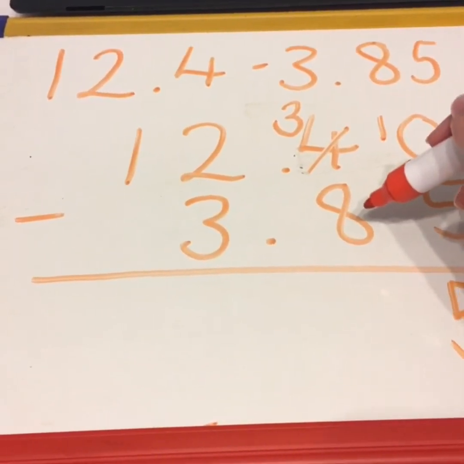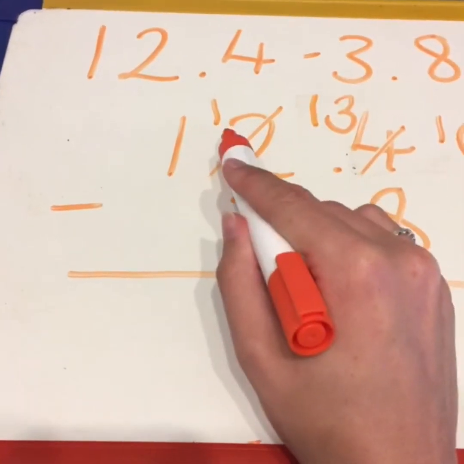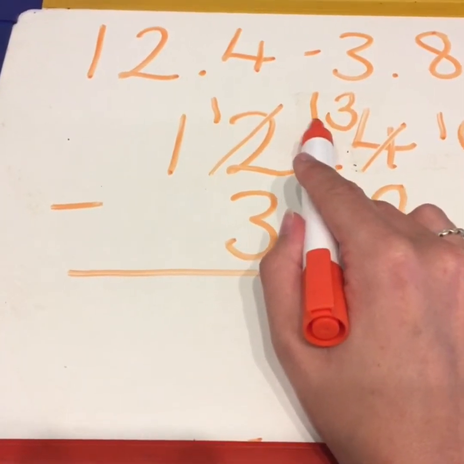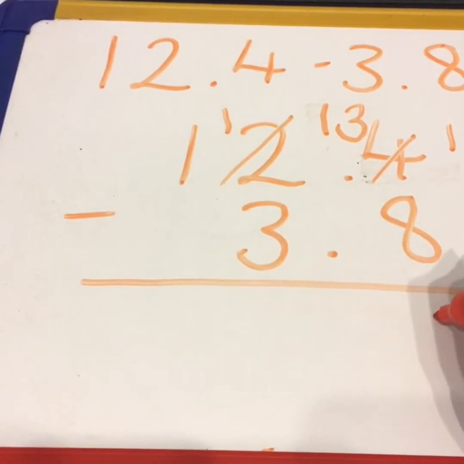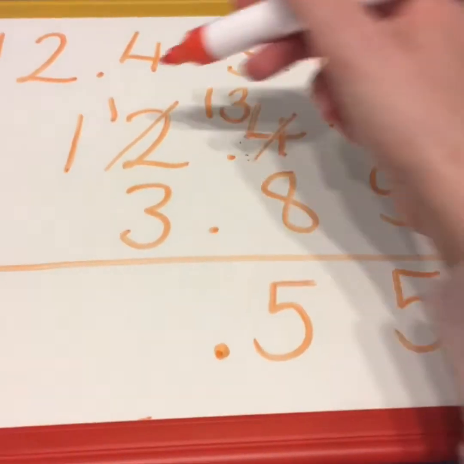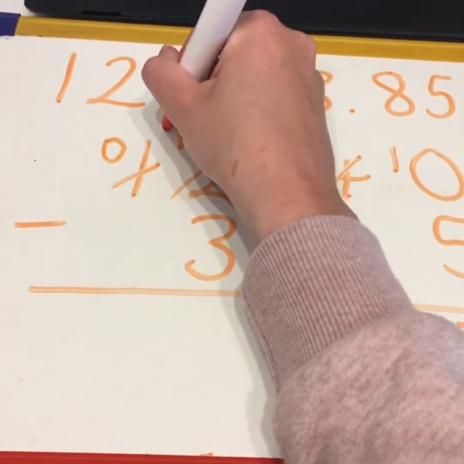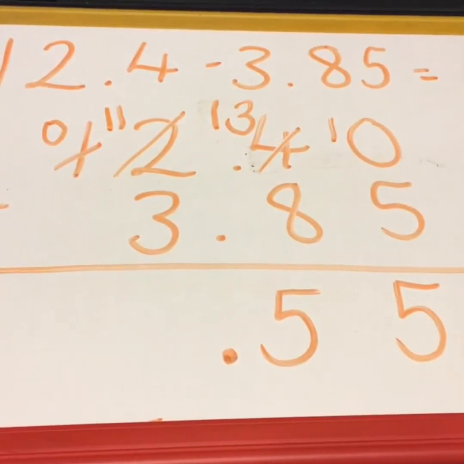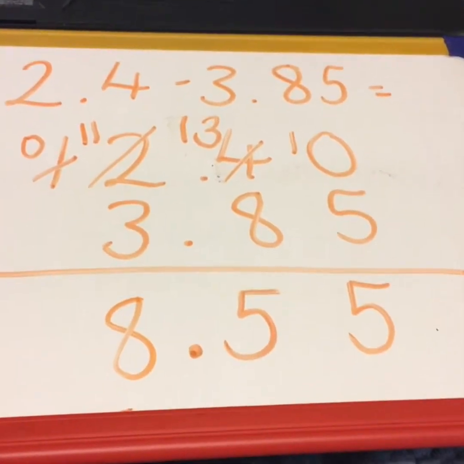3 tenths take away 8 tenths. I can't do that. So again, I'm going to have to rename. So I rename that 1 as 10 tenths and I've got 13 tenths. 13 take away 8 is 5. Don't forget my decimal point. 1 whole take away 3. Can't do that. So I'm going to have to take that tenth, rename it as 10 ones. 11 take away 3 is 8. So your answer should be 8.55.